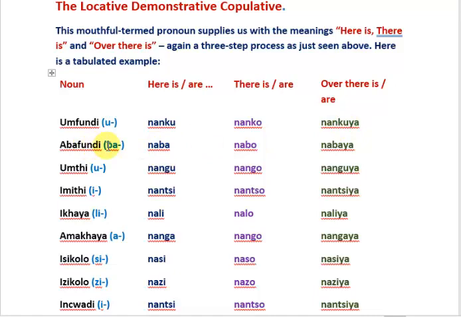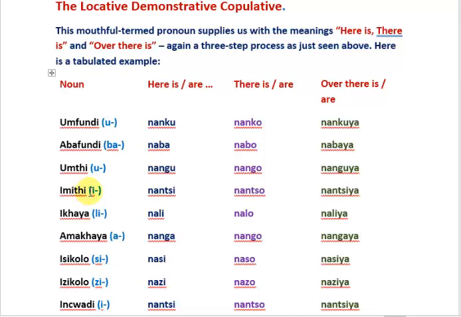Abafundi and ba, students, naba, nabo, nabaya. Umti and u, nangu, nango, nanguya.